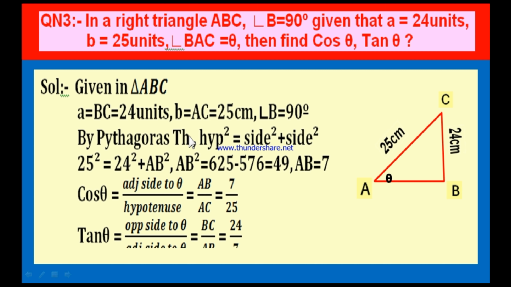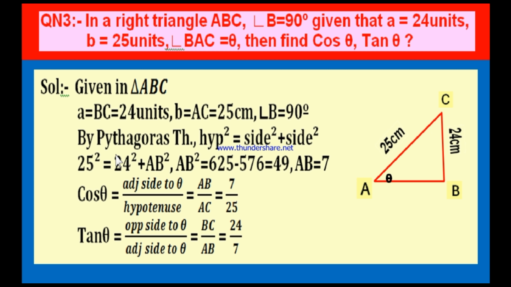Okay, good. Now look here children, hypotenuse square. What is the value of hypotenuse? 25 centimeters. Hypotenuse square means 25 square is equal to side square plus side square: 24 square plus AB square.